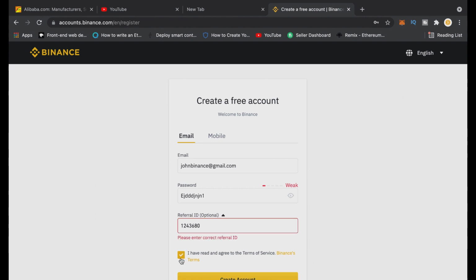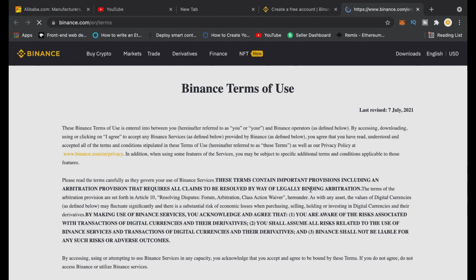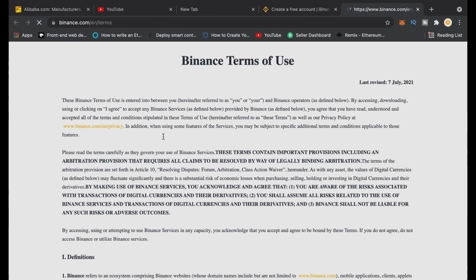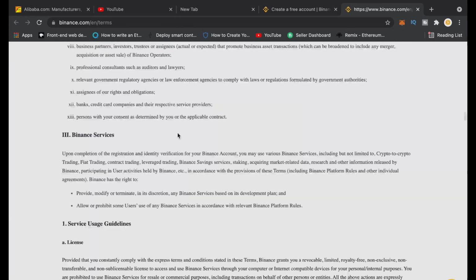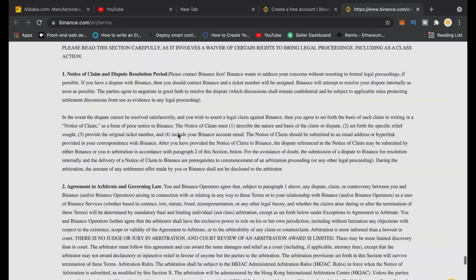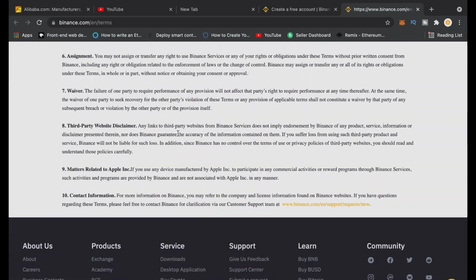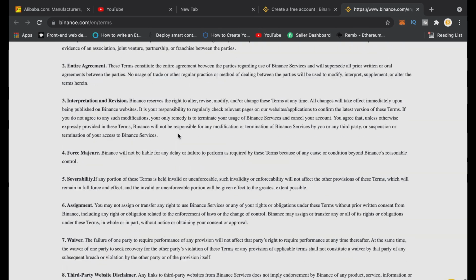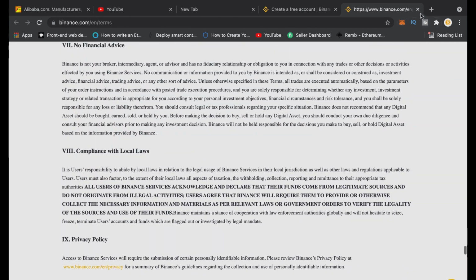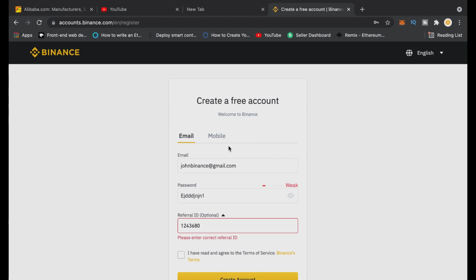So also there are terms and conditions here. Before you go ahead and create your account, you just have to click on these Binance terms like this. So you read their do's and don'ts and stuff like that. So Binance terms of use. You understand? So you can just go through every bit of this thing here, understand some agreements and stuff. So you won't get to question them if they take some actions on your account and stuff.